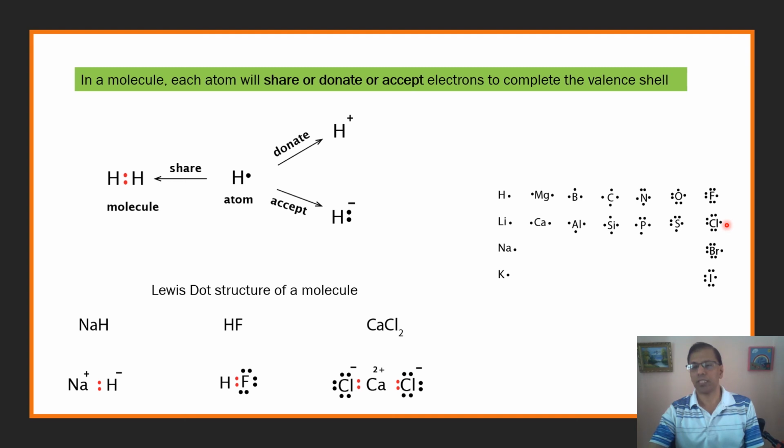And so each chlorine atom can share its electron with calcium, but since calcium is electropositive and chlorine is electronegative, calcium will donate its electron to chlorine, and so calcium will have a 2+ charge, and each of the chlorine atoms will have a minus charge, and so it's the chloride ion.